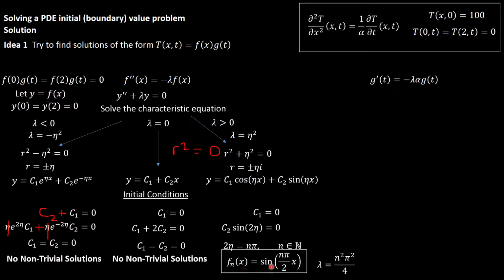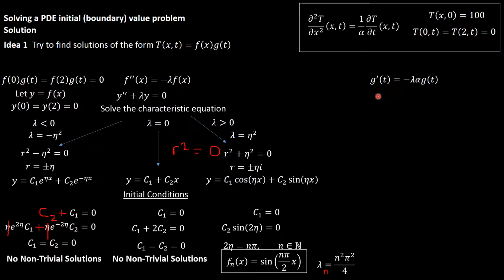So this works, provided we take, because recall that lambda is eta squared, and eta is n pi over 2. So therefore lambda is n pi over 2 all squared, which is n squared pi squared over 4. Lambda sub n. Values of lambda that work. In fact, there's infinitely many of them, as we'll discuss in a moment.